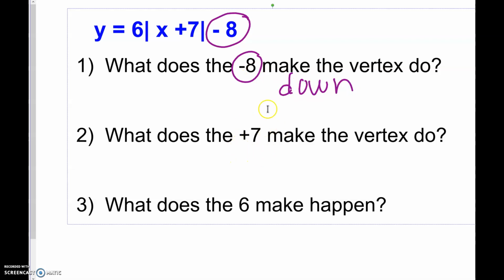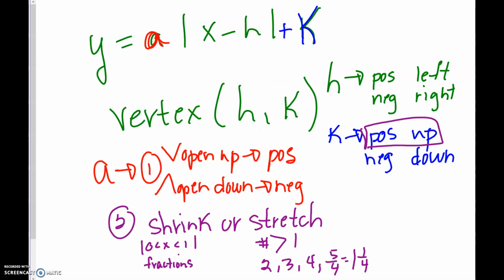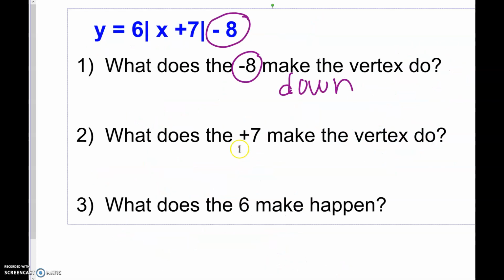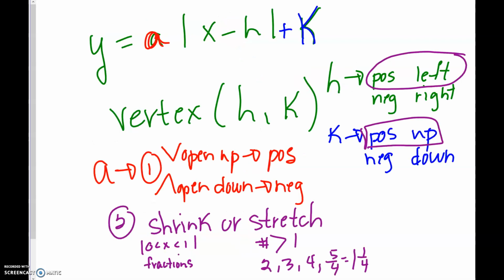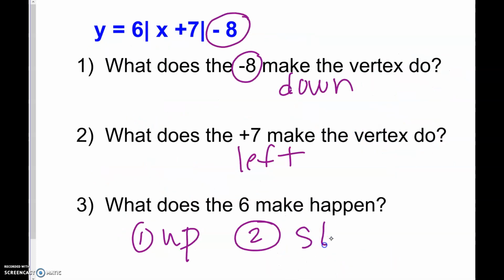All right, the +7, when this is on the inside, see how inside that h value, that is a plus, so it makes it go left. So this +7 makes it go left. And what does the 6 make it do? Well, there's two things. One thing is that it opens up because it's positive. And the second thing is, is it a stretch or a shrink? Okay, well, let's go back here. It's a number like 2, 3, 4, 5, 6. So that is going to be a stretch.